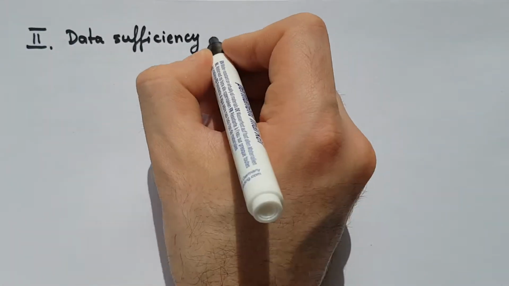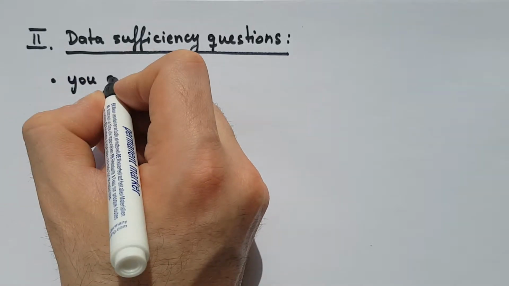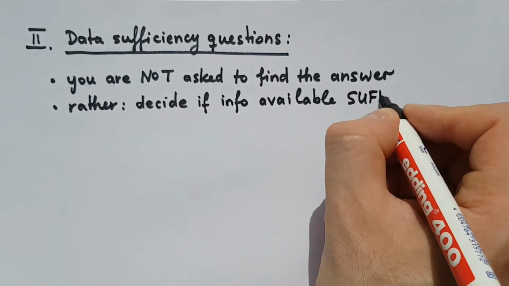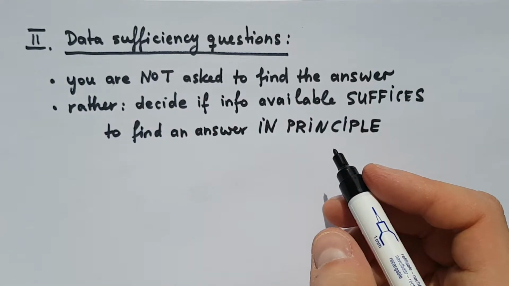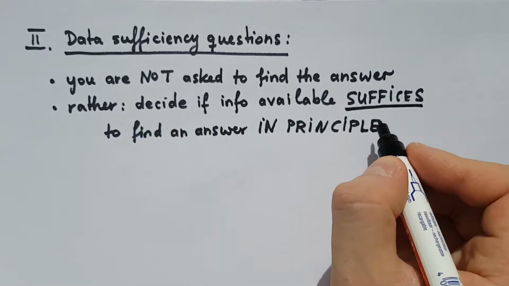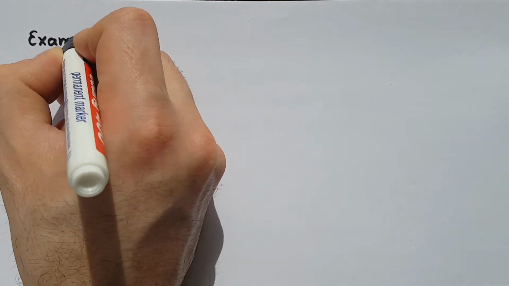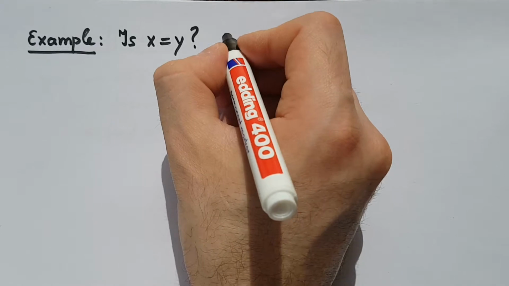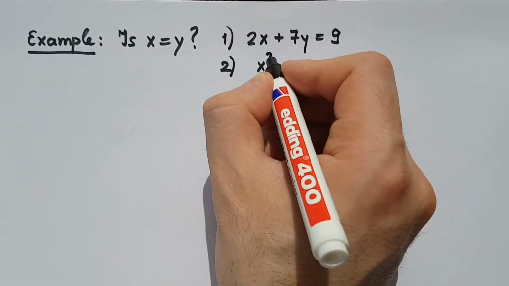The second type of questions are the data sufficiency questions. Here, you are not asked to find the answer. Rather, you need to decide if the information available suffices to find an answer in principle. Let me repeat. It's about whether the data suffices to find an answer in principle. Let us look at an example. You have to decide if x equals y. You have two algebraic equations which you can use.